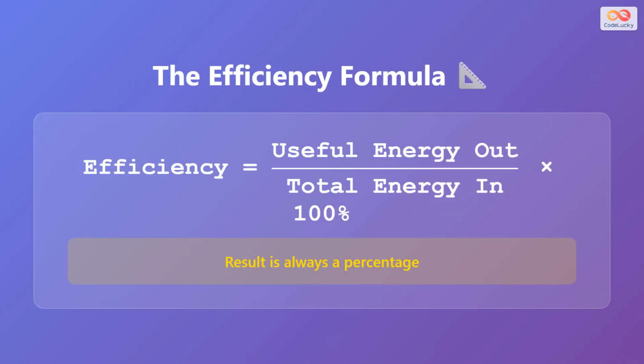Here's the formula we use to calculate efficiency. Efficiency equals useful energy out divided by total energy in, multiplied by 100%. The result is always expressed as a percentage. This formula is simple but powerful. It works for any energy conversion, whether we're talking about light bulbs, motors, or power plants. Remember, we multiply by 100 to convert our answer into a percentage.